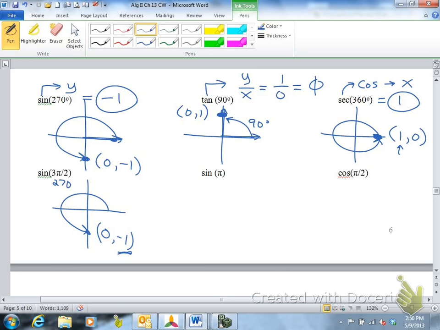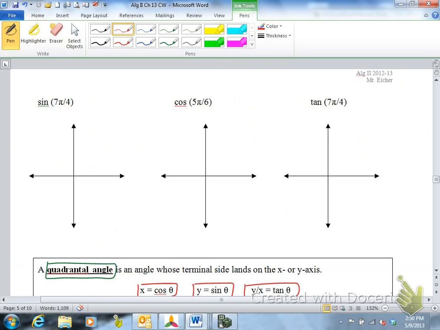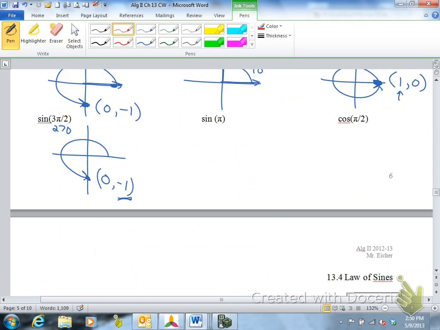In our last minutes, I'd like you to do sine of pi. If you need to convert it to degrees, go ahead. Sine of pi, cosine of pi over 2, and then one of these at the top. So you probably will have to convert to degrees. So your choice, one of these top three. I want you to do those bottom two, and then I'll show you the answers soon.